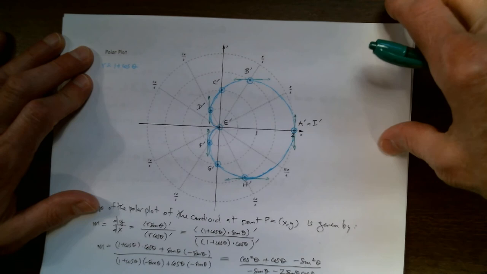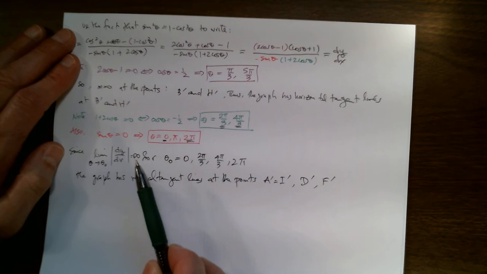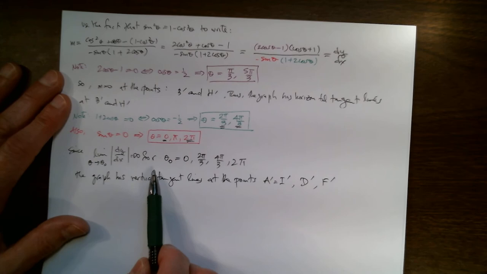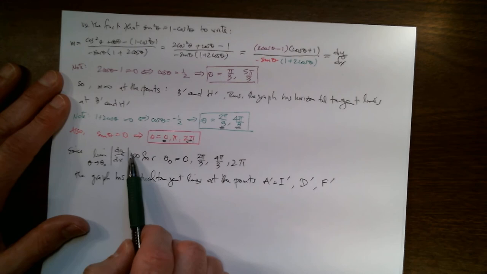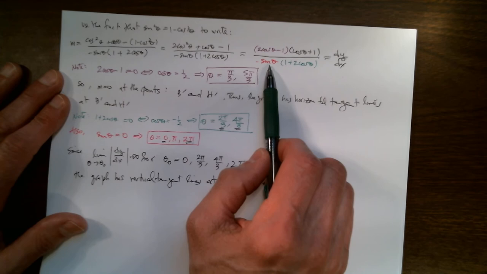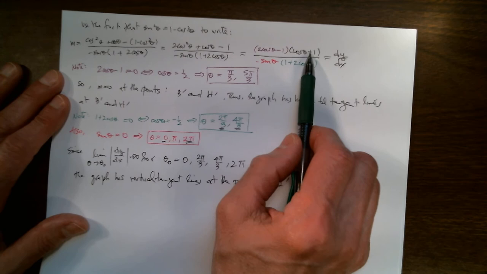And you might have noticed that when we were doing this analysis, where we were looking at the points where a factor in the denominator was 0, we excluded the value theta equals pi, where the denominator is 0. That was because when theta equals pi, not only is the sine of theta going to be 0, but also the cosine of pi plus 1 would be 0. So we would get a 0 over 0 type indeterminate limit.